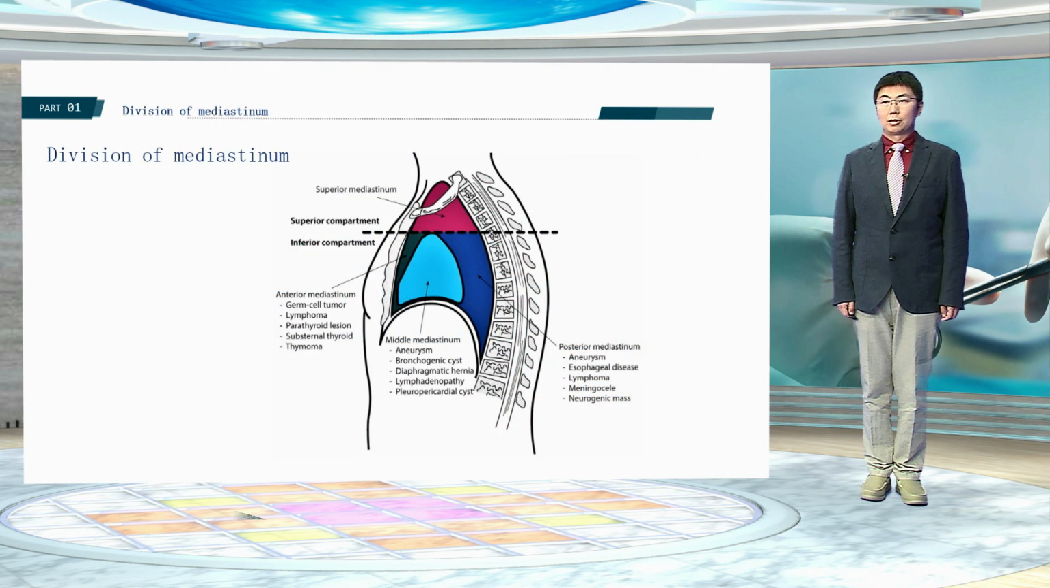For organizational purposes, the mediastinum is subdivided into several smaller regions. A transverse plane extends from the sternal angle to the intervertebral disc between vertebrae T4 and T5, and separates the mediastinum into the superior mediastinum and inferior mediastinum. The inferior mediastinum is further partitioned into anterior, middle, and posterior mediastinum by the pericardial sac.